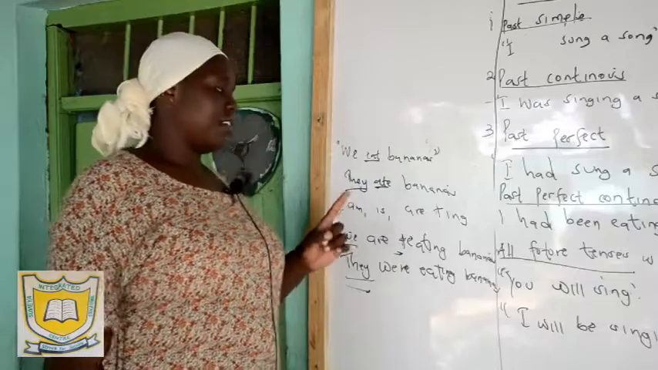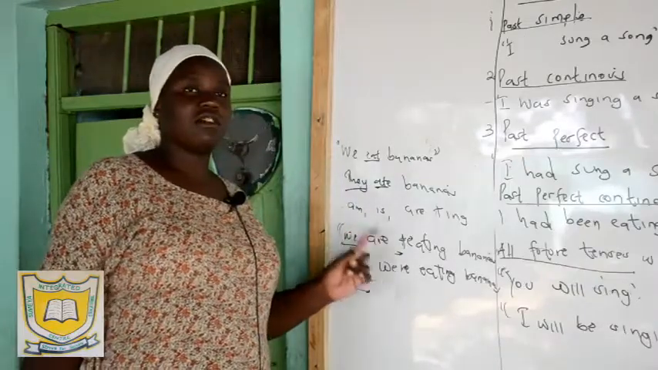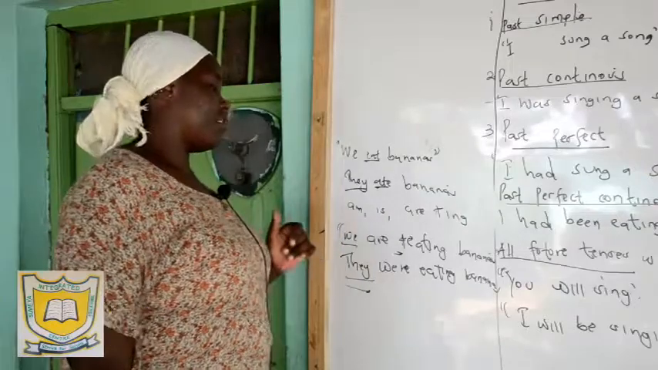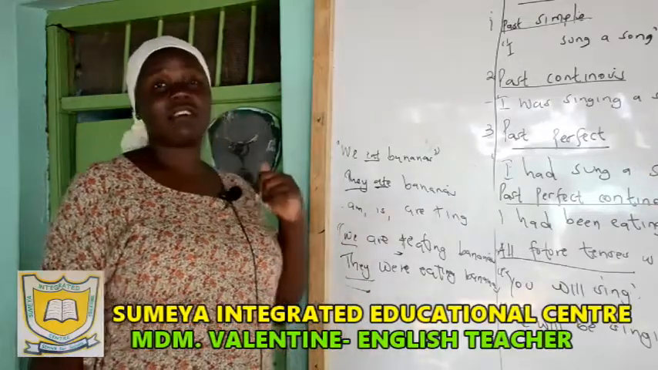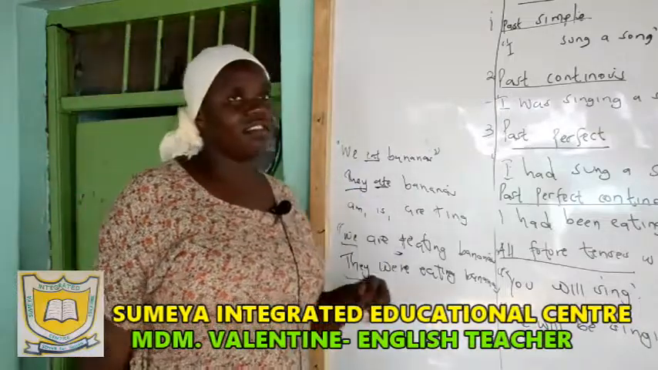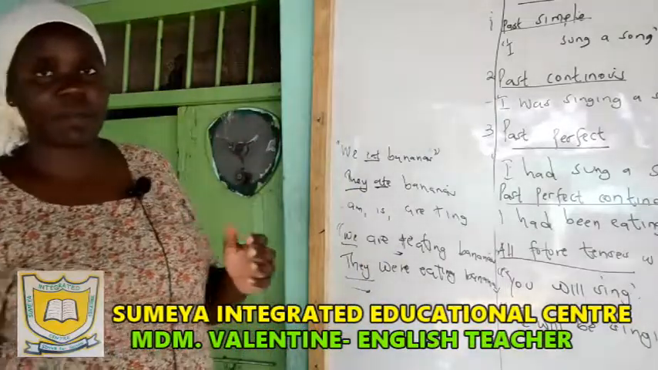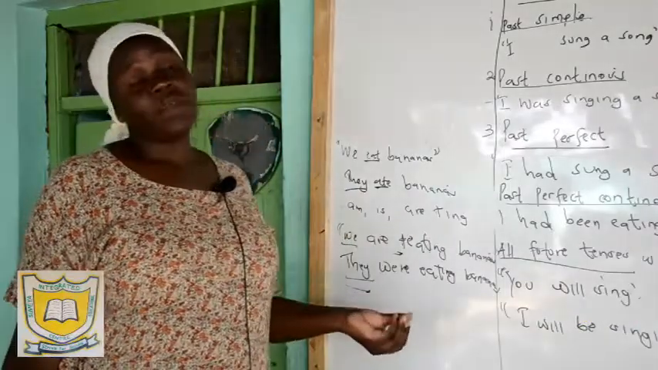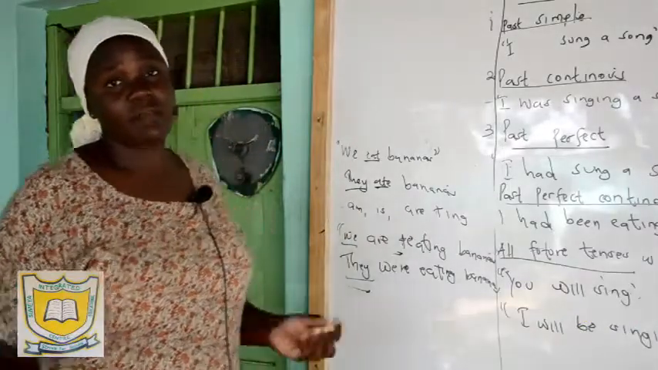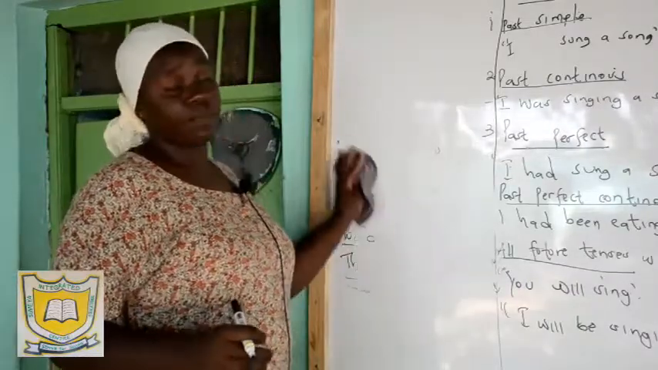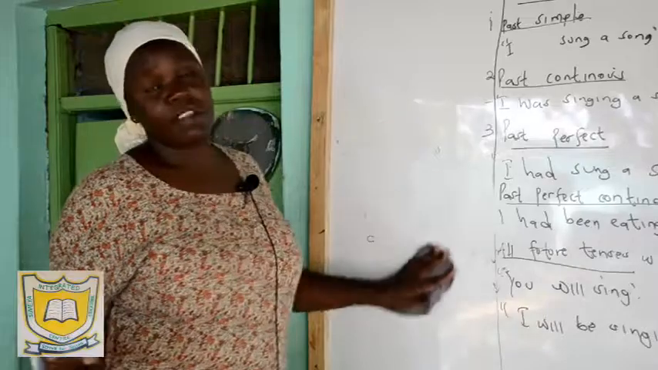When you are changing the present continuous tense from the direct speech to the indirect speech, the present continuous tense changes to the past continuous tense. The present simple tense changes to the past simple tense. The present continuous tense changes to the past continuous tense. And then we have the present perfect tense.